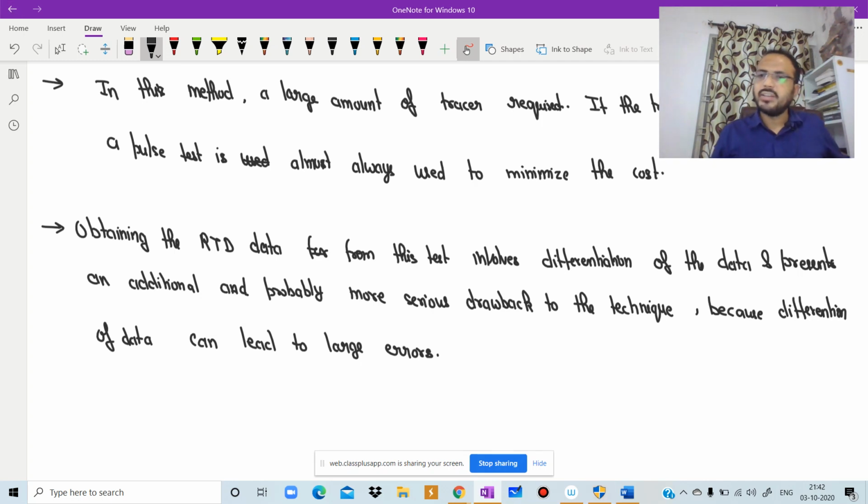I hope up to this point there should be no doubt. And that is much more than sufficient from your GATE point of view. We have some other techniques also, such as negative step, inversion, frequency response methods. Other than these two, we have some other methods also, but in our GATE syllabus we need to restrict up to these two only, pulse and step. I hope there is no doubt.